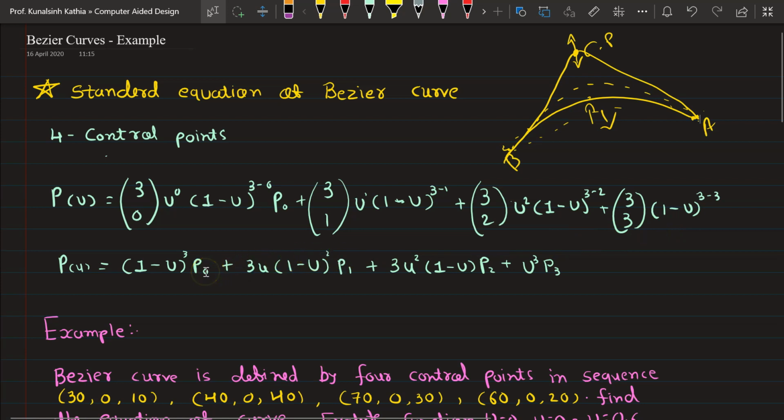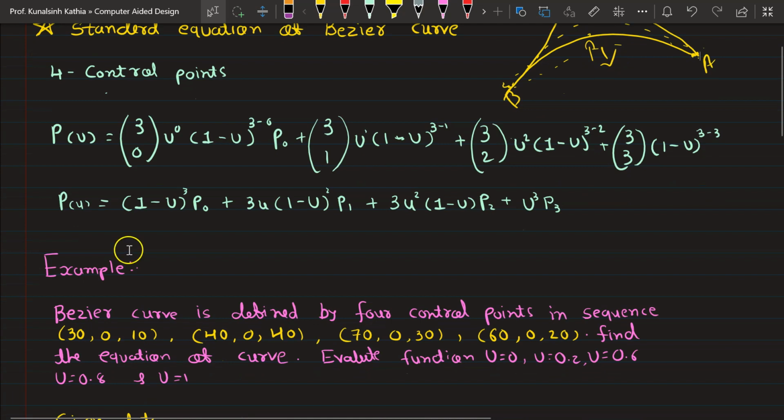P0 is noted as the starting point, P1 is another control point, P2 is another control point, and P3 is the end point of the curve. So there are a total of 4 control points. This is the standard equation which we'll use to solve this numerical. So now let's jump into the example.